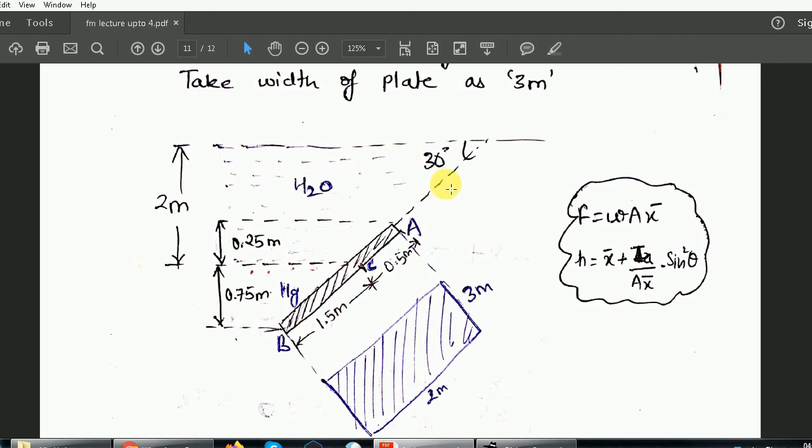When you solve this question, the hydrostatic force will come out to be 341.01 kilonewton. The point of application comes out to be 1.33 from A, means it should be somewhere here. Okay, 1.33 from A. Okay, thanks. That's all.